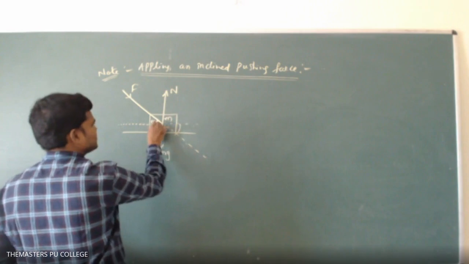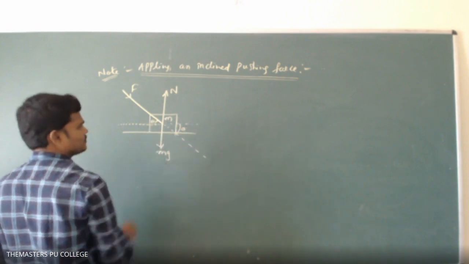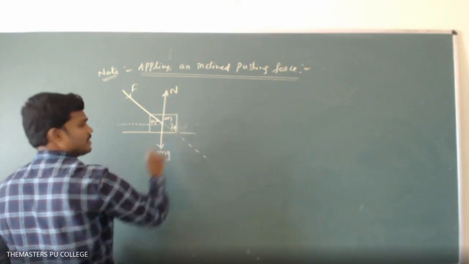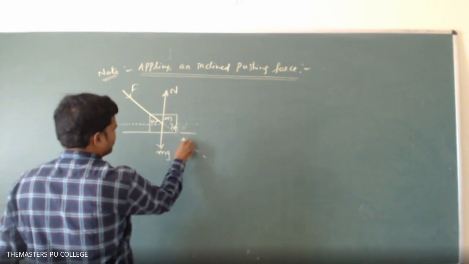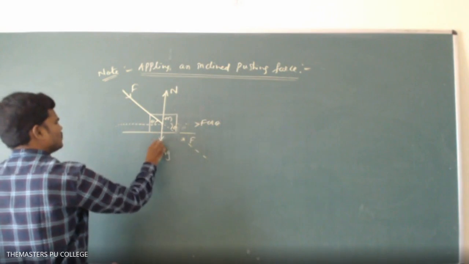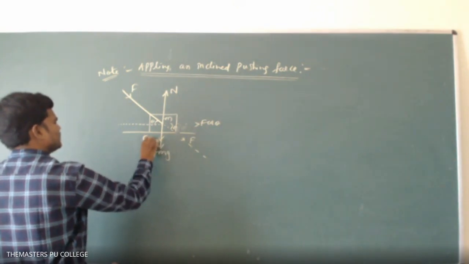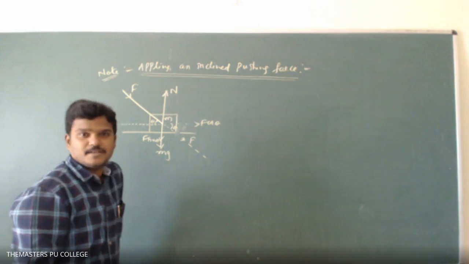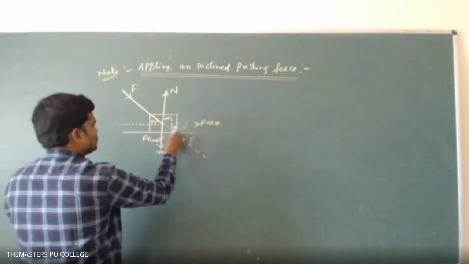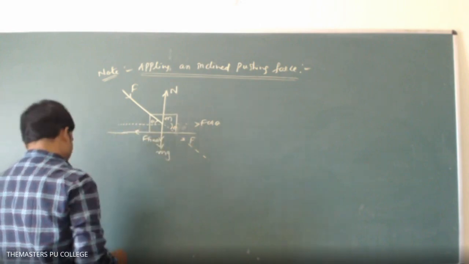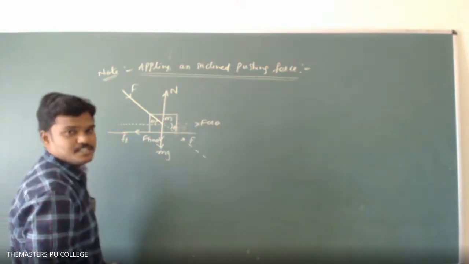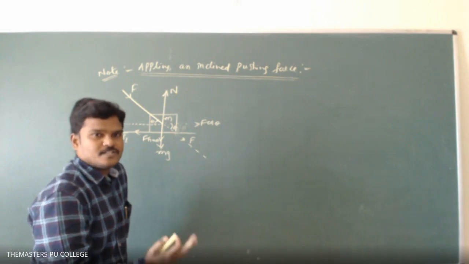If this is theta, this is also theta, the same value. And this is F. What is this component? F cos theta. What is the downward component? F sin theta. Same as the roller. Right? As the body is ready to move, what type of force will act backward? Frictional force. What type? FL, limiting friction. If it is in motion, FK. Now it's ready to move, so FL.